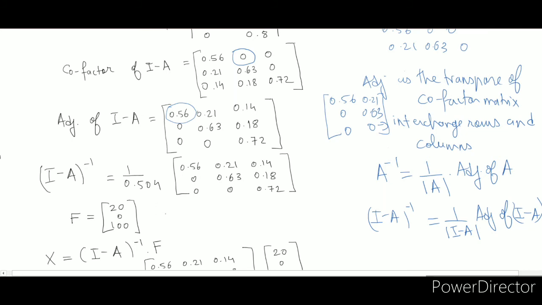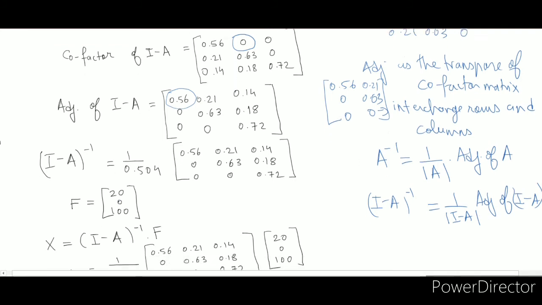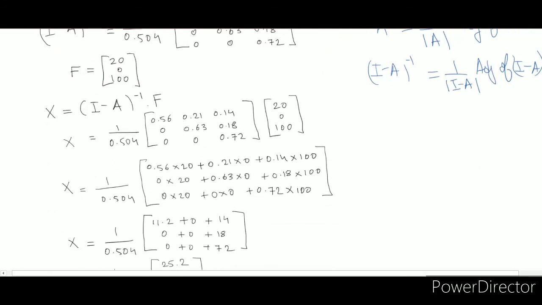And by the question, your final demand vector is 20, 0 and 100. So using the formula given by the input output model to find X, what we do first is we multiply this matrix with this matrix. So these are your rows and these are your columns.